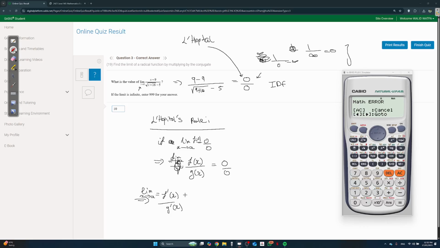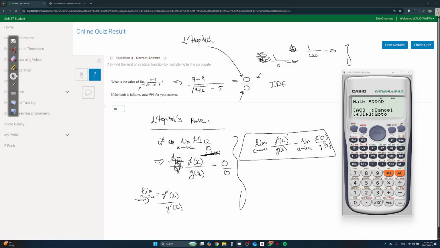Okay, so in summary, the limit of this function as it approaches a, it's a fraction, any fraction, is also equal to the limit of the same function but derived, f prime of x over g prime of x. Okay, you're gonna see that you're gonna get 0 over 0 here, so that means you have to apply this rule, derive up and down.